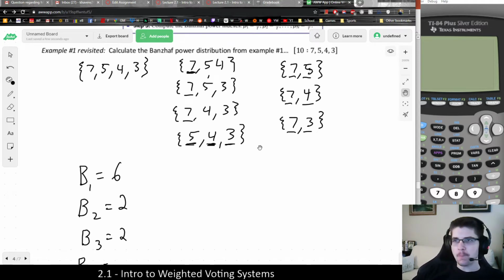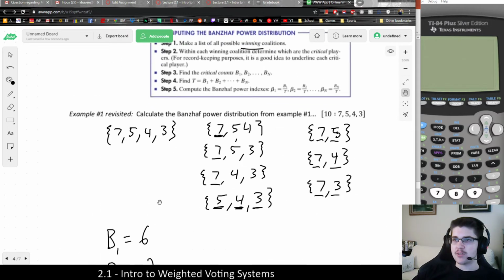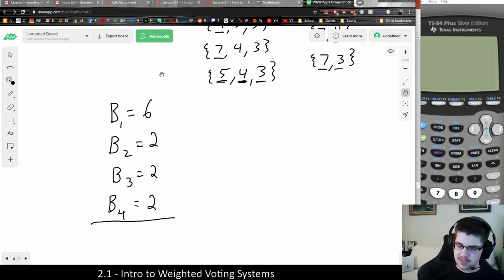But the player with 3 votes was also critical twice, there and there. So basically, figure out how many times everybody was underlined. In this case, it comes out to 6, 2, 2, 2, which would be each of our critical counts. Then what it says to do is add them all up for T. That comes out to be 12 total underlined players. So we got the total critical count of 12, and each player's individual ratio from part to whole would give us our Banzhaf power index for each person.